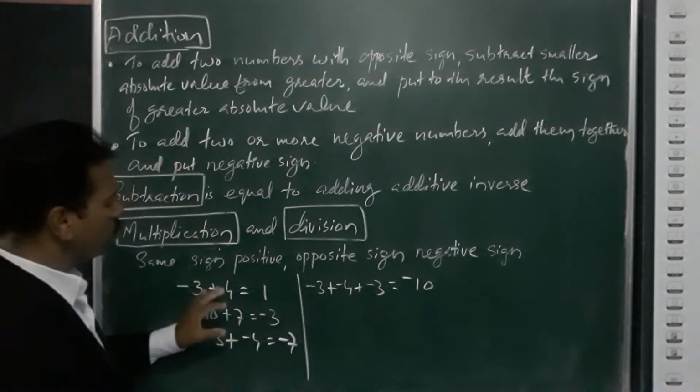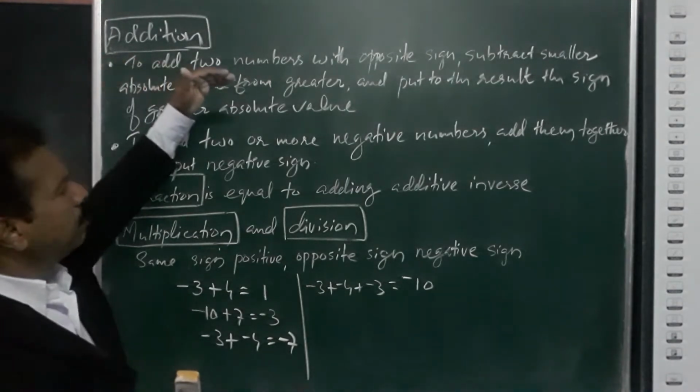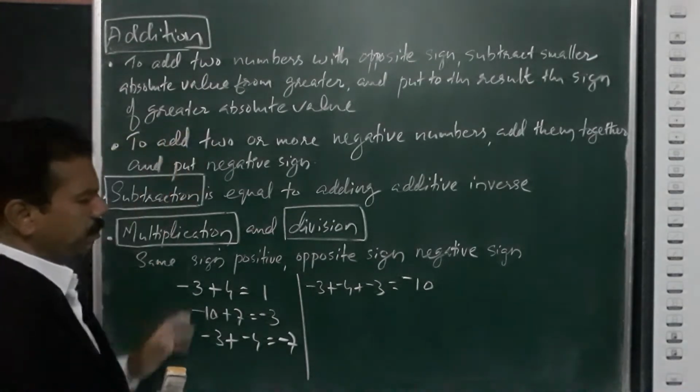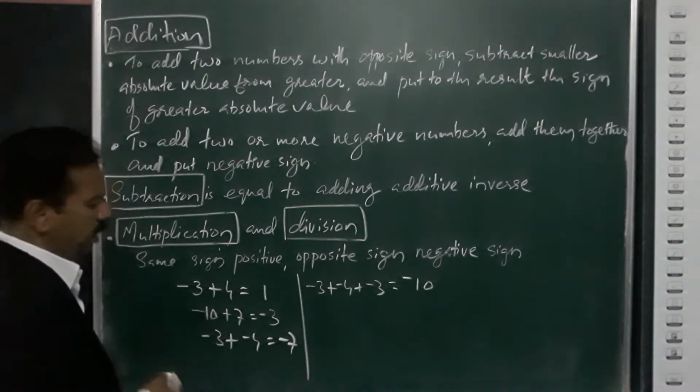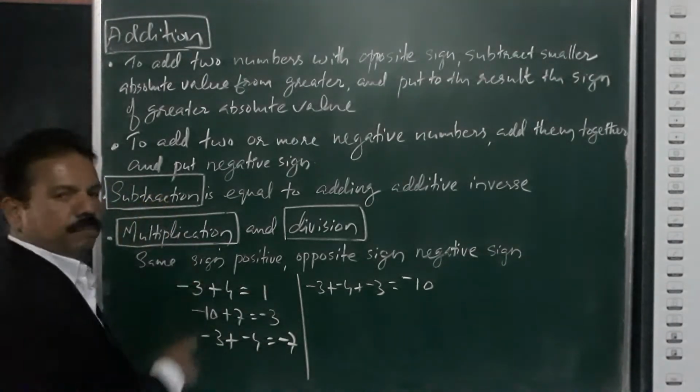These are the two main rules for addition: to add two numbers with opposite sign, and to add two or more negative numbers. To add two or more positive numbers, you know very well. Now we have to take subtraction.